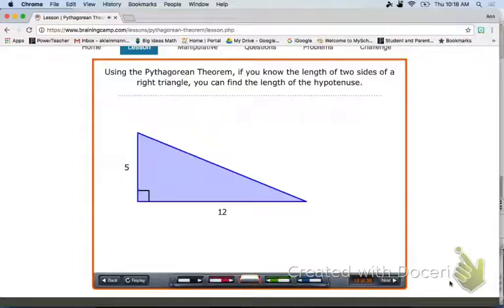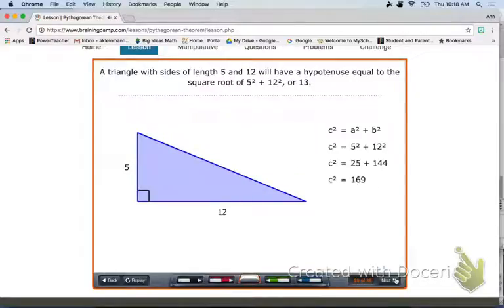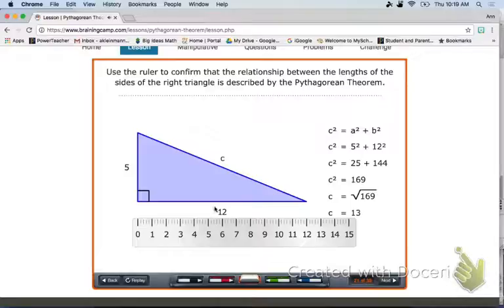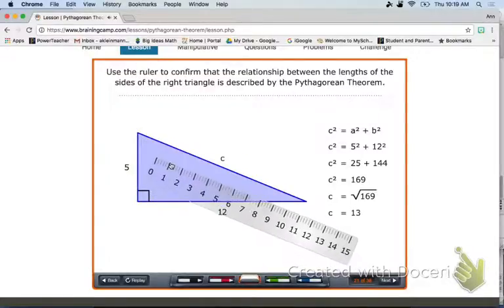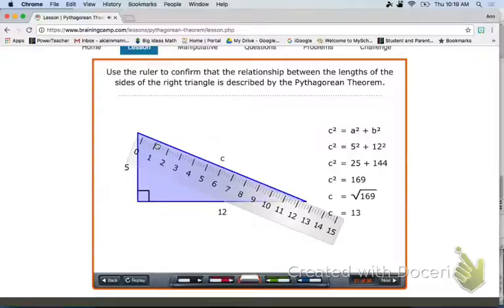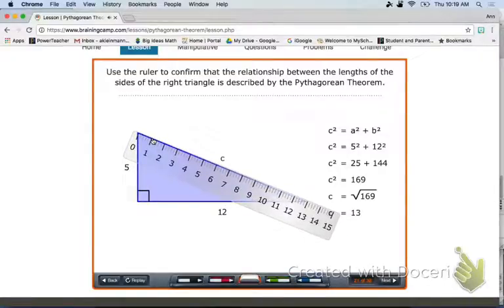Using the Pythagorean theorem, if you know the length of 2 sides of a right triangle, you can find the length of the hypotenuse. A triangle with sides of length 5 and 12 will have a hypotenuse equal to the square root of 5 squared plus 12 squared, or 13. Use the ruler to confirm that the relationship between the lengths of the sides of the right triangle is described by the Pythagorean theorem.